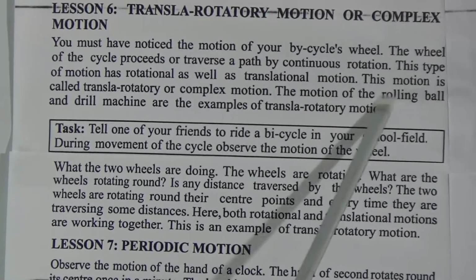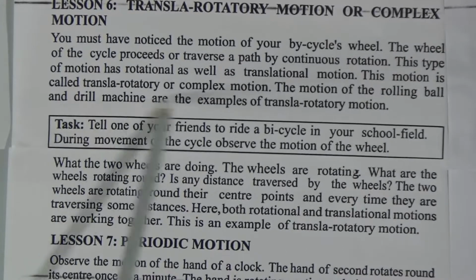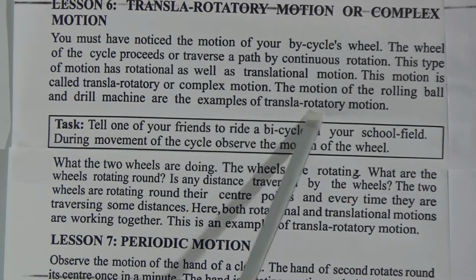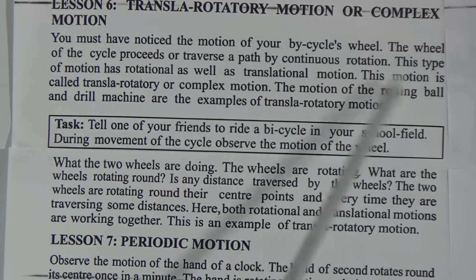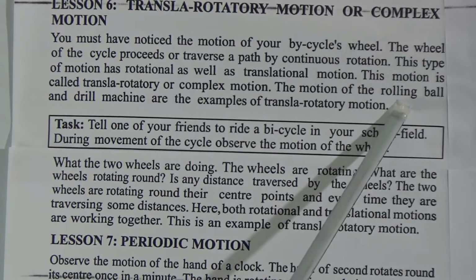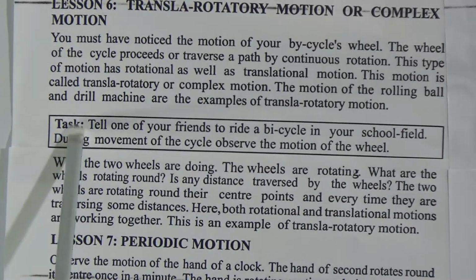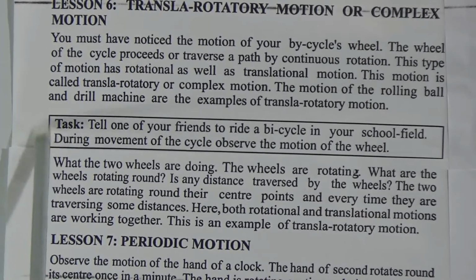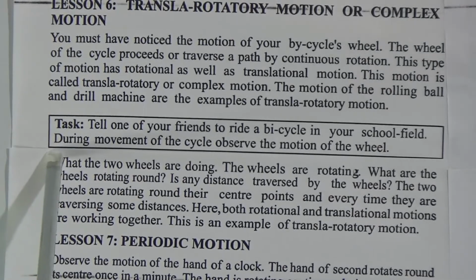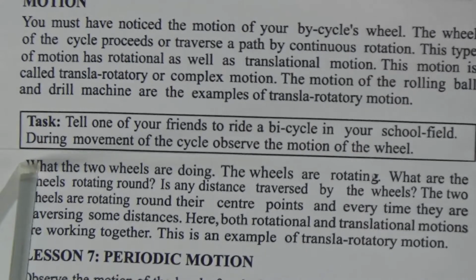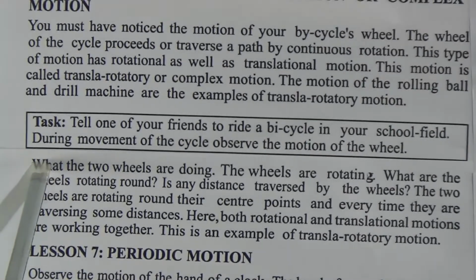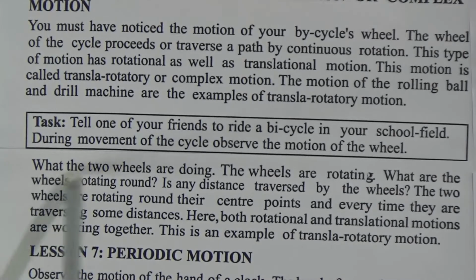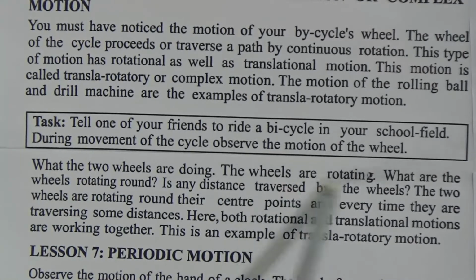Now students, come to the task. The motion of the rolling ball and drill machine are examples of translatory-rotatory motion. Not only a rolling ball, every rolling object has translatory-rotatory motion. Then there is a task: you have to ride a bicycle. At that time you can observe the translatory-rotatory motion, that means rotation of the wheels and the translational motion of the cycle also.